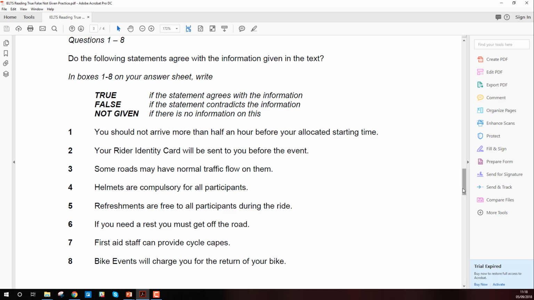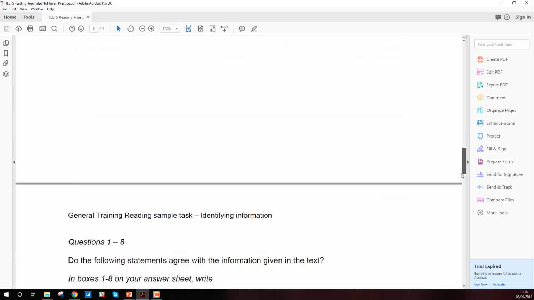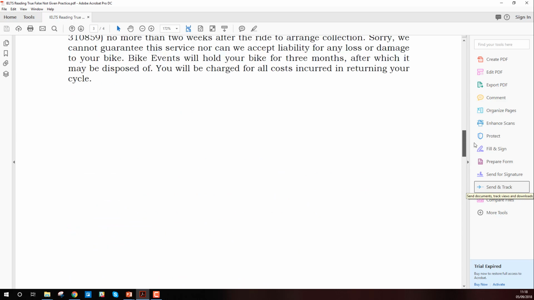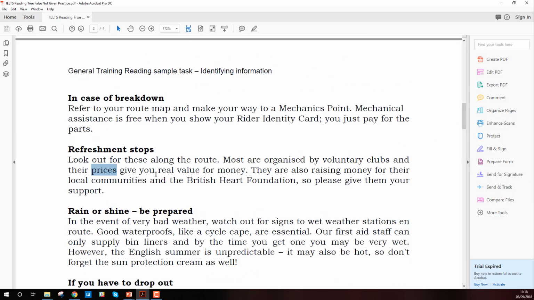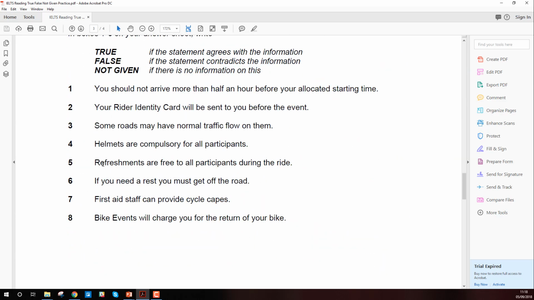Refreshments are free to all participants during the ride. So let's look at refreshments. Okay, so there's a keyword there. Look out for these along the route. Most are organized by voluntary clubs, and their prices, so talking about prices, give you real value for money. What does it say? So we've located the correct place. Let's read again. Refreshments are free. Their prices give you real value for money. A price is charging you money. Is it free? No, it's not. Refreshments are free. That is false. Move on to the next one.